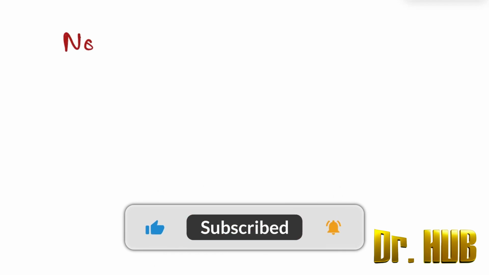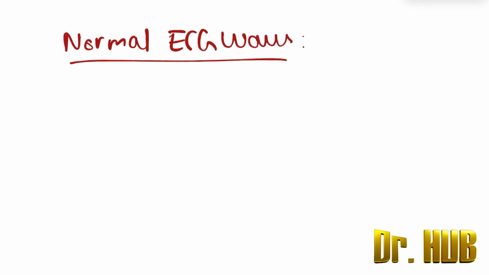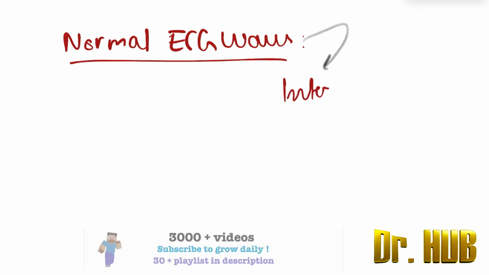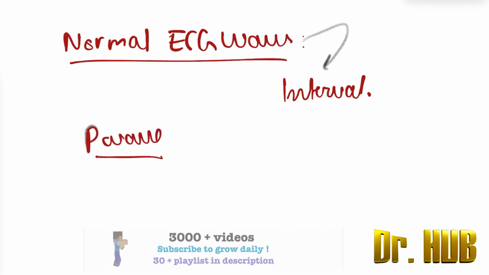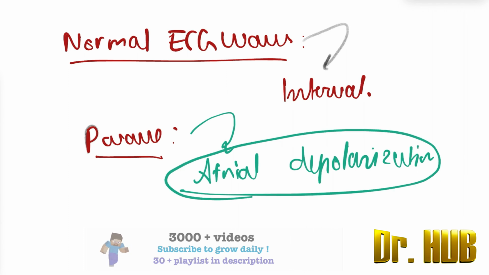Let's look at an important topic, the normal ECG waves. Under the normal ECG waves, we are also going to look at what kind of intervals it involves. First, we are going to start with the P wave. The P wave correlates to the atrial depolarization. So the P wave, if you see, is the atrial depolarization.